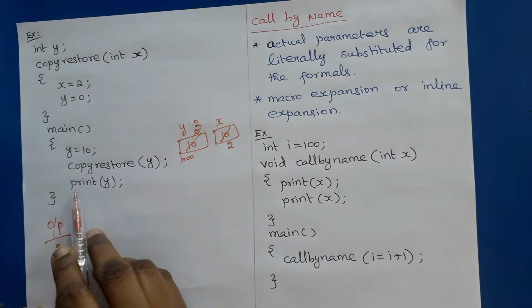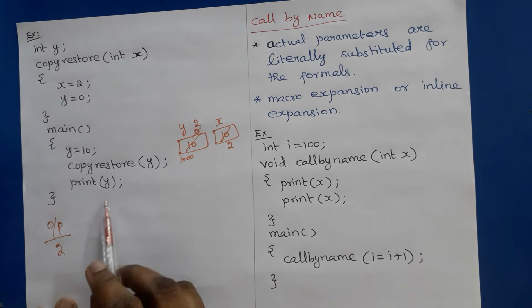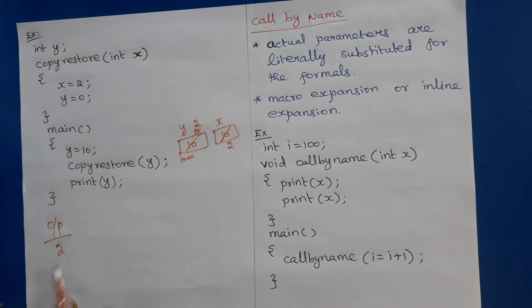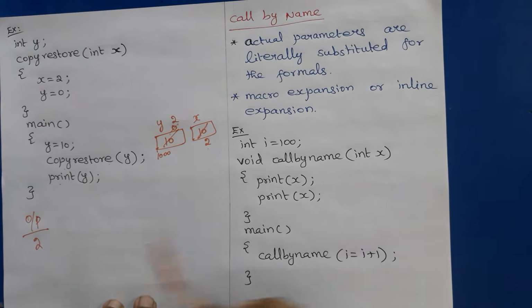When after the control returning to the main procedure, print y is performed. So if you print the y value, then we will get 2. So this is copy restore.